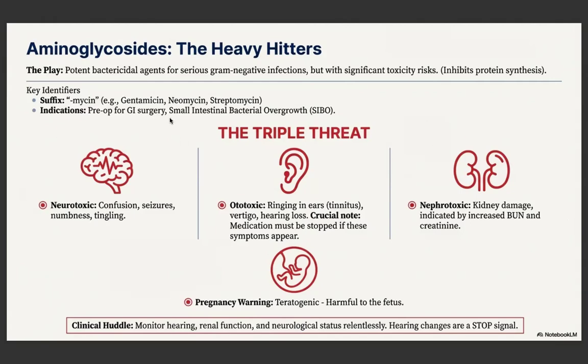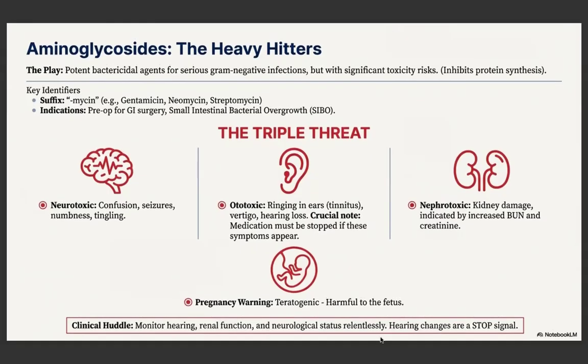Just some indications on why we may use aminoglycosides. SIBO infections, small intestinal bacterial overgrowth. So this is that normal gut bacteria that for some reason decided to just get overwhelming in the GI tract. And then for some GI surgeries, we also can use aminoglycosides kind of prophylactically going into a GI surgery. Because remember, with GI surgeries, there is that risk of peritonitis, so that infection of the peritoneal cavity. So that's another thing to keep in mind.